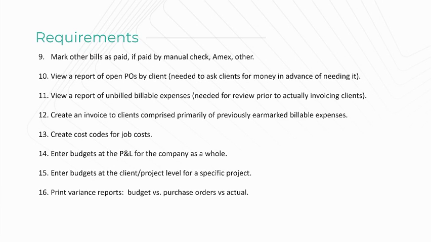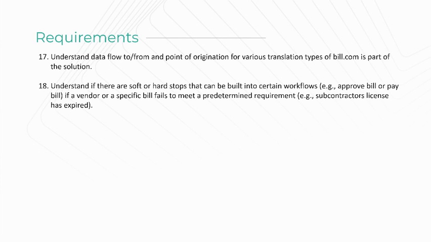Print variance reports. Yeah, we can use dashboards to take a look at reports like this, and we can also print them out to Excel or to PDF, etc. Understand data flow to and from points of origin. Yep, all data throughout the system is trackable with incredible amounts of user permissioning available. So you have a lot of control in the system. And on 18, understanding if there are hard stops. Yeah, there definitely can be warnings, which would be called soft stops, or hard stops, which are errors that we can build in with smart rules throughout the system.